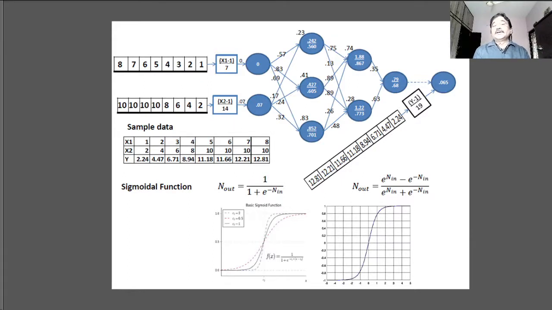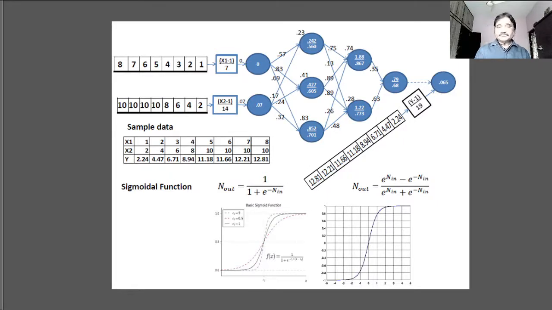If I decide to map my data between 0 to 1, there is something called a sigmoidal function, about which we'll talk a little later. I will use one particular type of sigmoidal function. If I decide to map my data between minus 1 to 1, I will use some other type of sigmoidal function. So we will be modeling our data between 0 to 1.